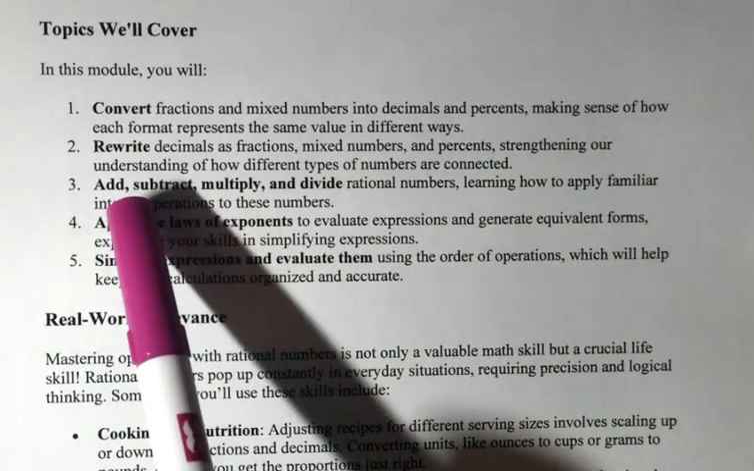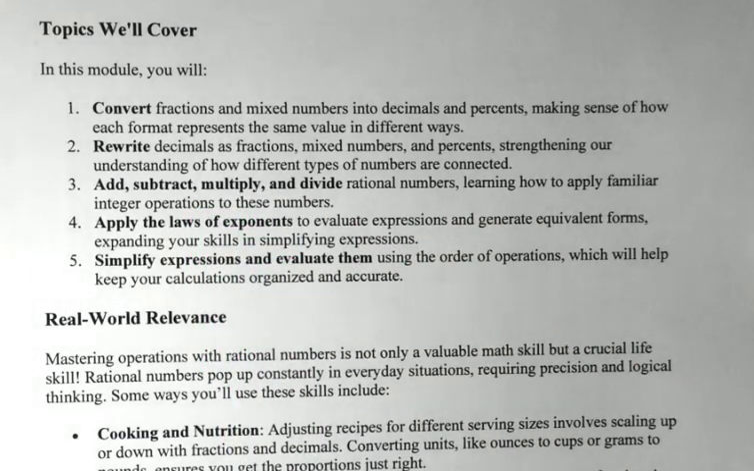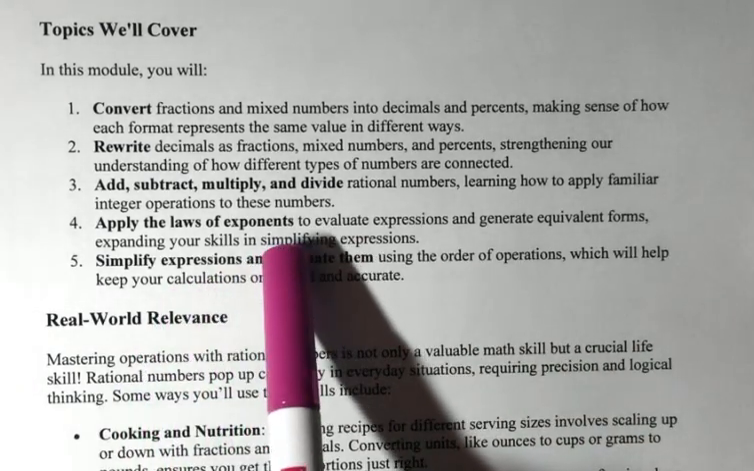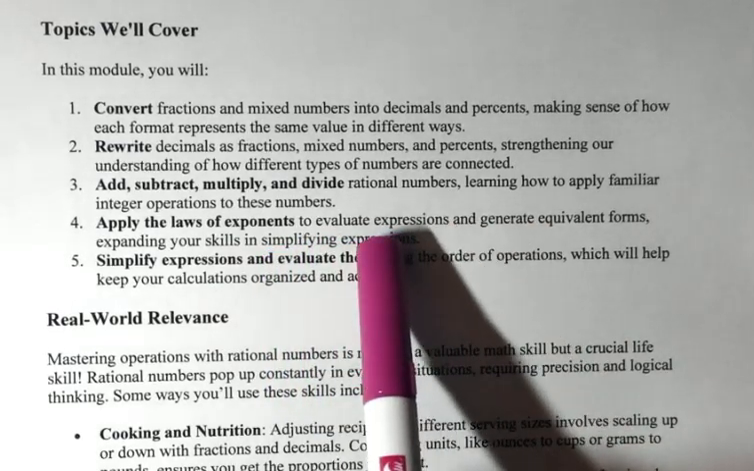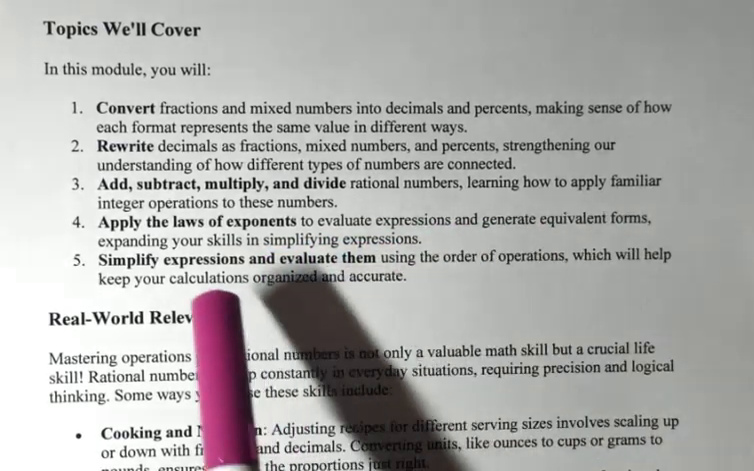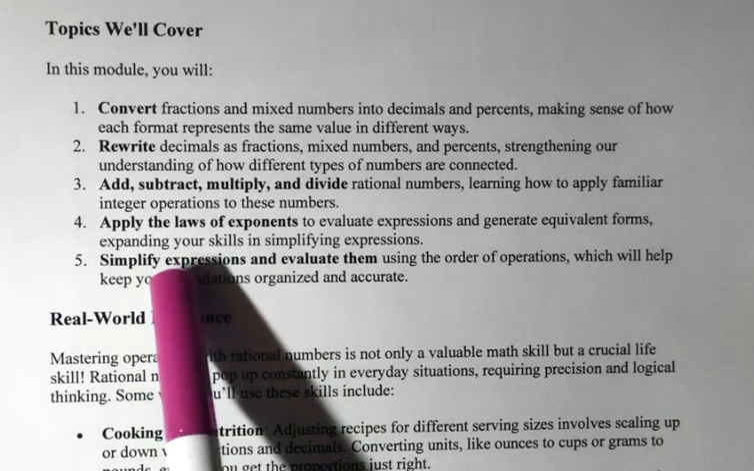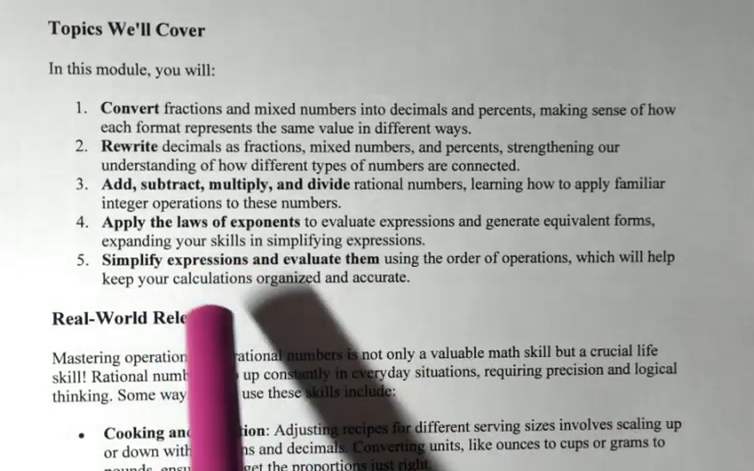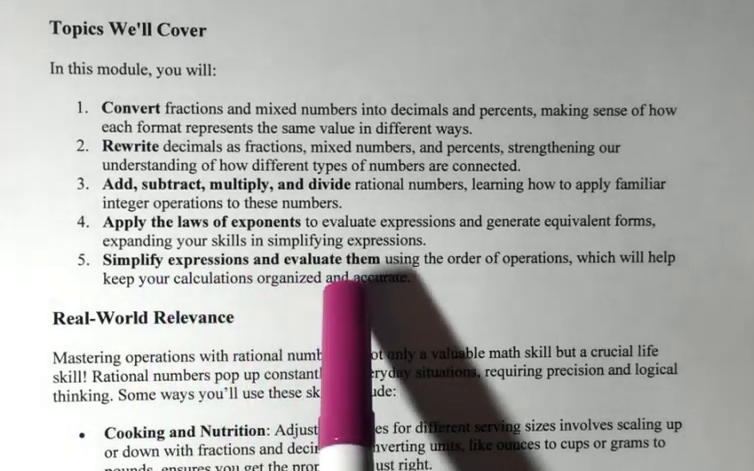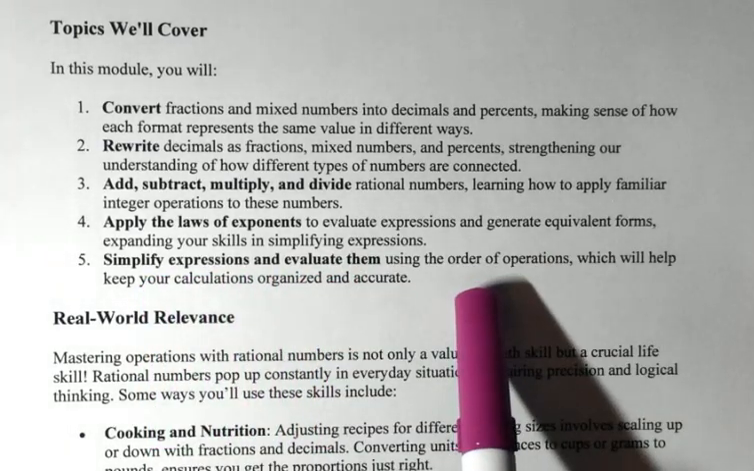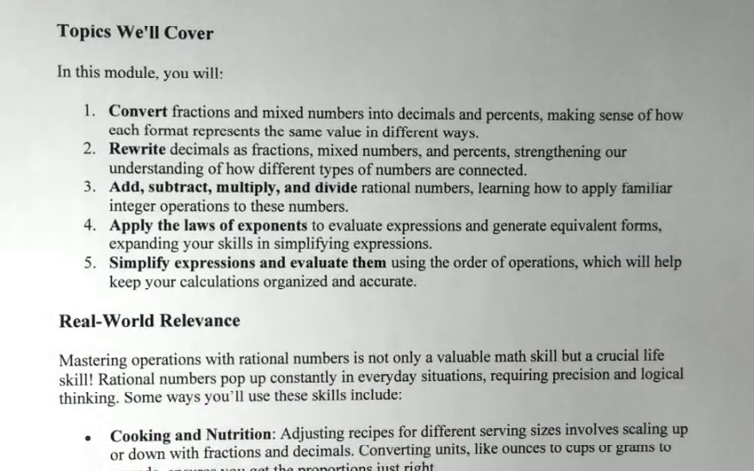In regards to adding, subtracting, multiplying, and dividing, we're going to be doing all of that while we work with our rational numbers. And we're going to learn how to apply familiar integer operations to these numbers that we're going to be working with. We will be talking about the laws of exponents. So we will be able to evaluate and generate equivalent forms, which is going to help us to expand our skills in terms of simplifying expressions. We will also be simplifying those expressions and evaluating them by using the order of operations. And that is going to help us to keep our calculations organized and make sure that our answers are accurate.